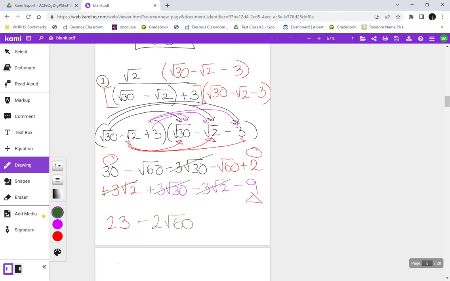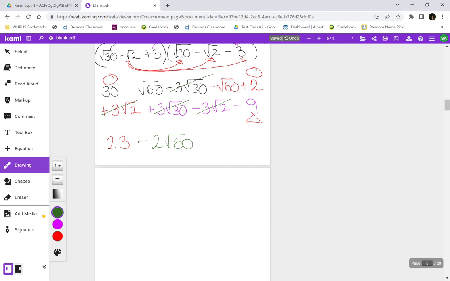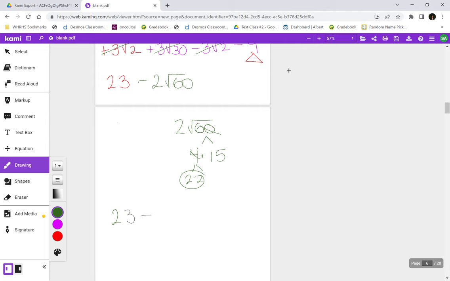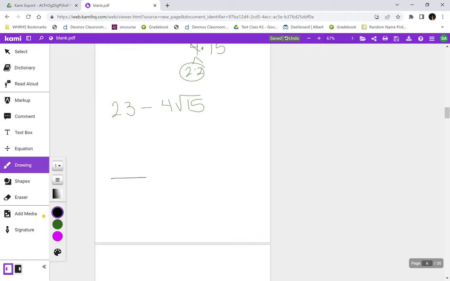But what can I do with this root 60? You got it. We can simplify this. So 2 root 60, if you break this down, what can you do? You can break this into 4 and 15. You got it. And then 4 becomes 2 and 2. There's your pair. So this is 23 minus 4 root 15. That is our new denominator. I know, it's a lot. So now our denominator is 23 minus 4 root 15.